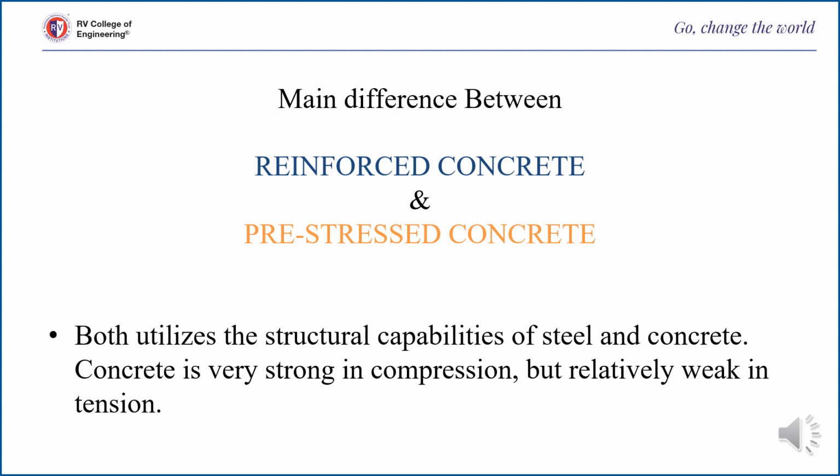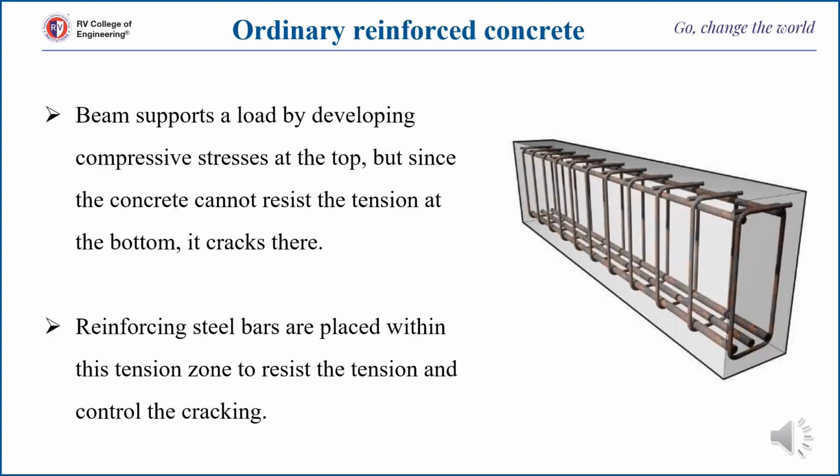Now let us look into the main difference between reinforced concrete and pre-stressed concrete. Both utilize the structural capabilities of steel and concrete. Concrete is very strong in compression but relatively weak in tension. An ordinary reinforced concrete beam supports a load by developing compressive stresses at the top, but since the concrete cannot resist the tension at the bottom, it cracks here. Reinforcing steel bars are placed within the tension zone to resist the tension and control the cracking.